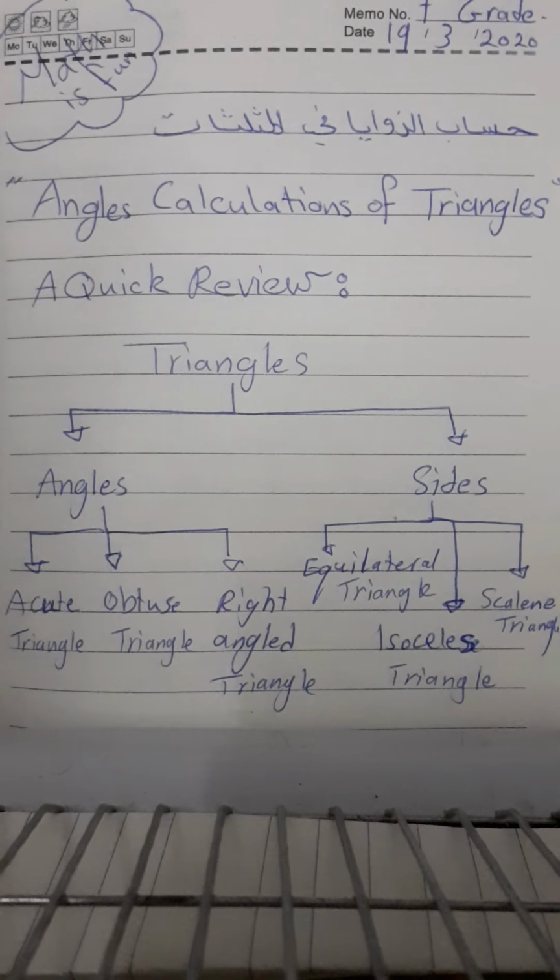The third type of triangles is scalene triangle, which has no equal sides. Neither of its sides is equal.